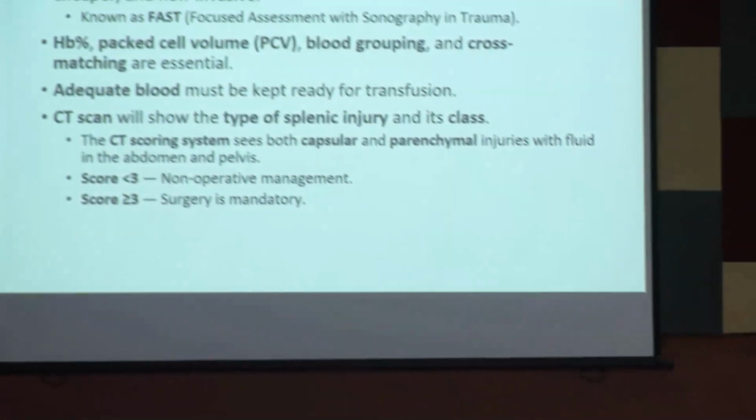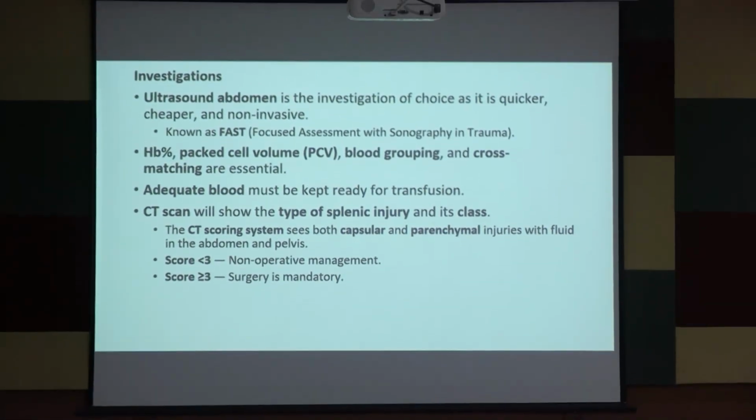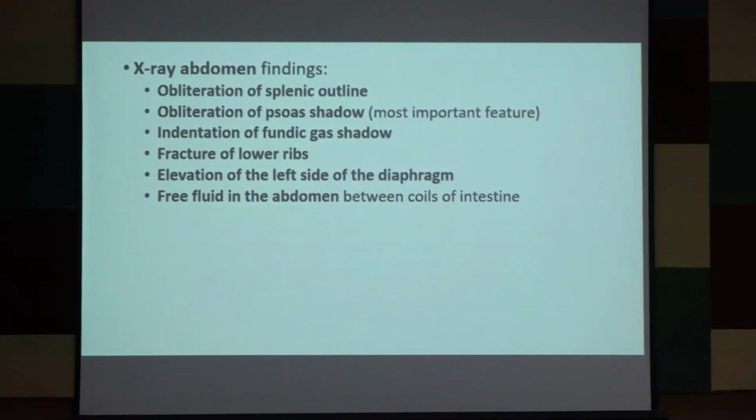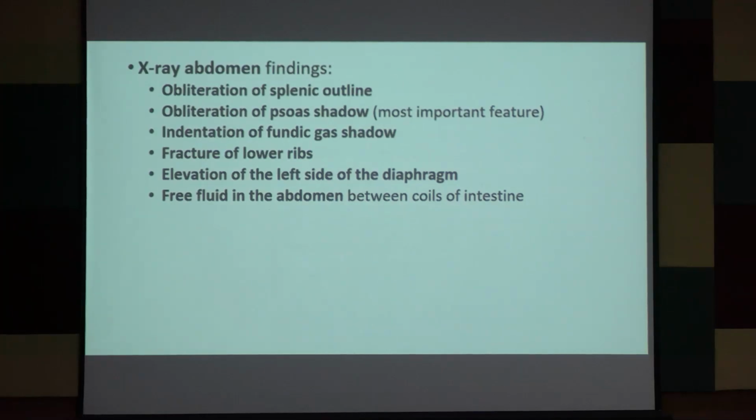Apart from that, you do blood grouping and cross matching, so that you can prepare packets of blood if required. CT scan will show the type of splenic injury and its class. There is CT scoring, which will say whether you can go for a non-operative management or an operative management. Now, these are the X-ray findings. In case of splenic injury, these things are seen: obliteration of the splenic outline, obliteration of the psoas shadow, absence or indentation of the fundic shadow, fracture of the left lower ribs, elevation of the left side of the diaphragm, and free fluid in the abdomen because of hemoperitoneum.